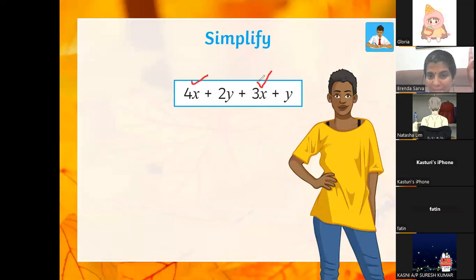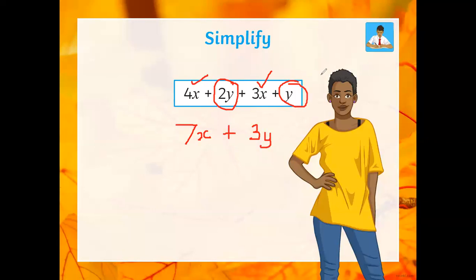4x plus 3x gives us 7x. And then you work with the y. 2y plus y. So it's positive 3y. You see, we are not solving anything here. We are merely simplifying. Got it? Do you understand? So far, so good. Let's do more questions.